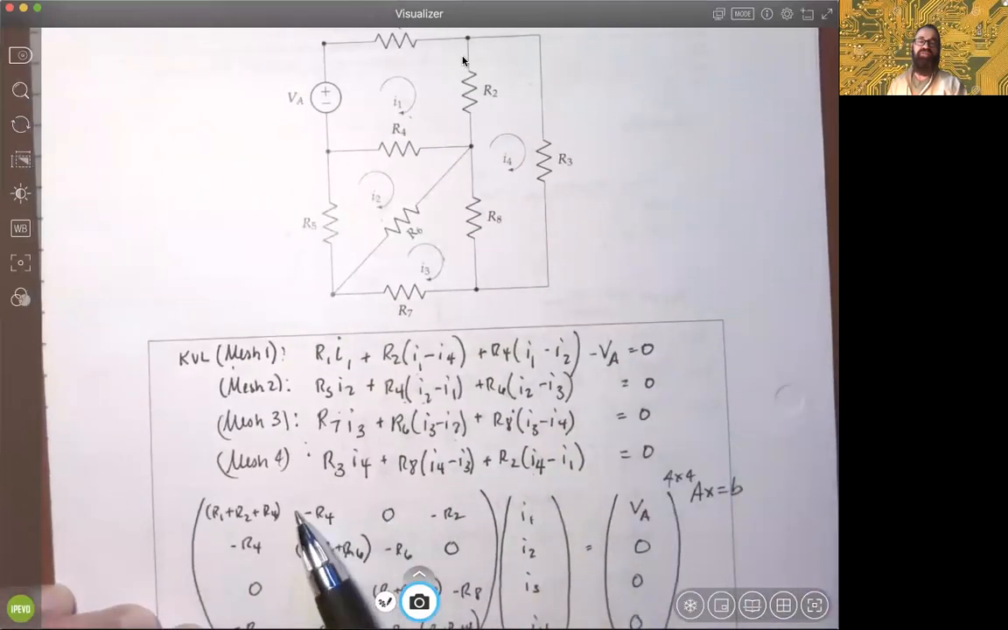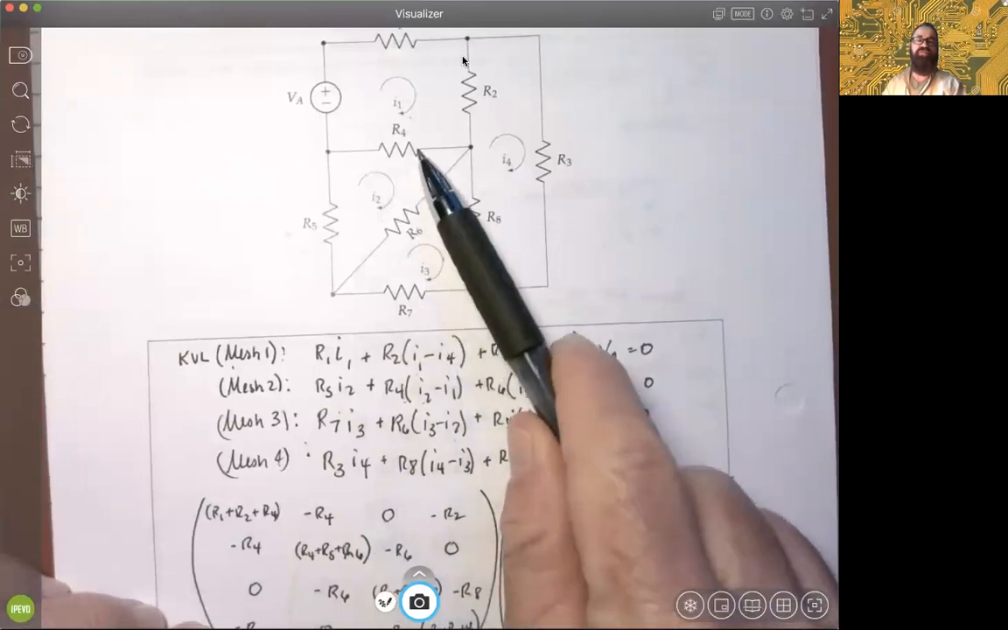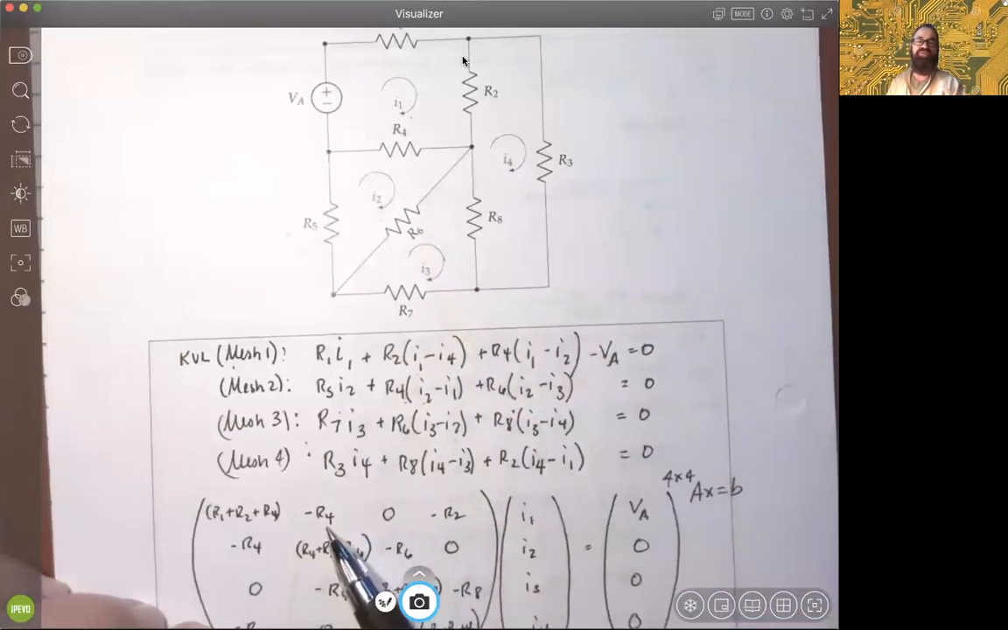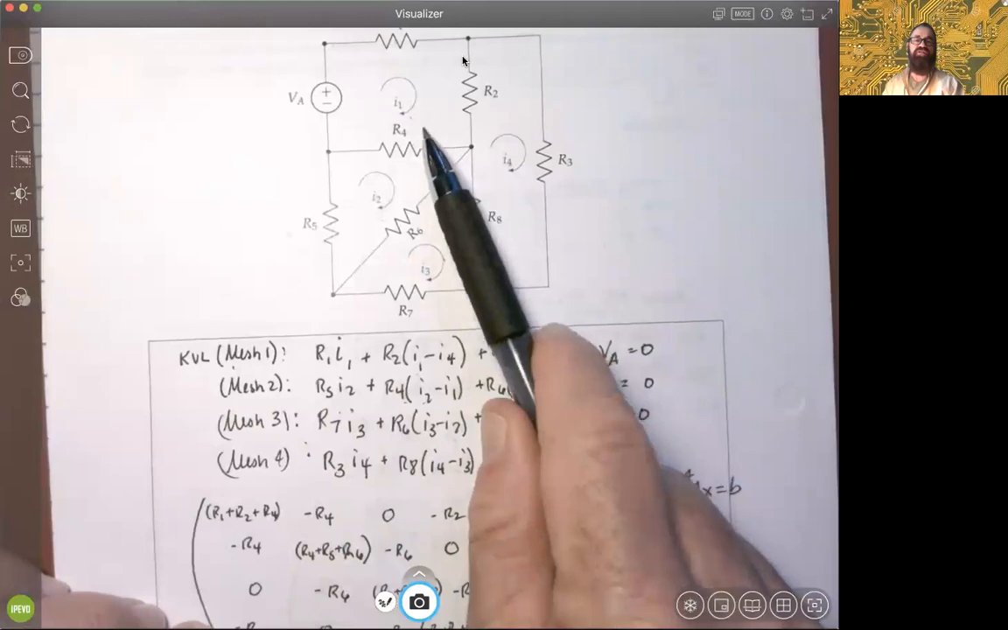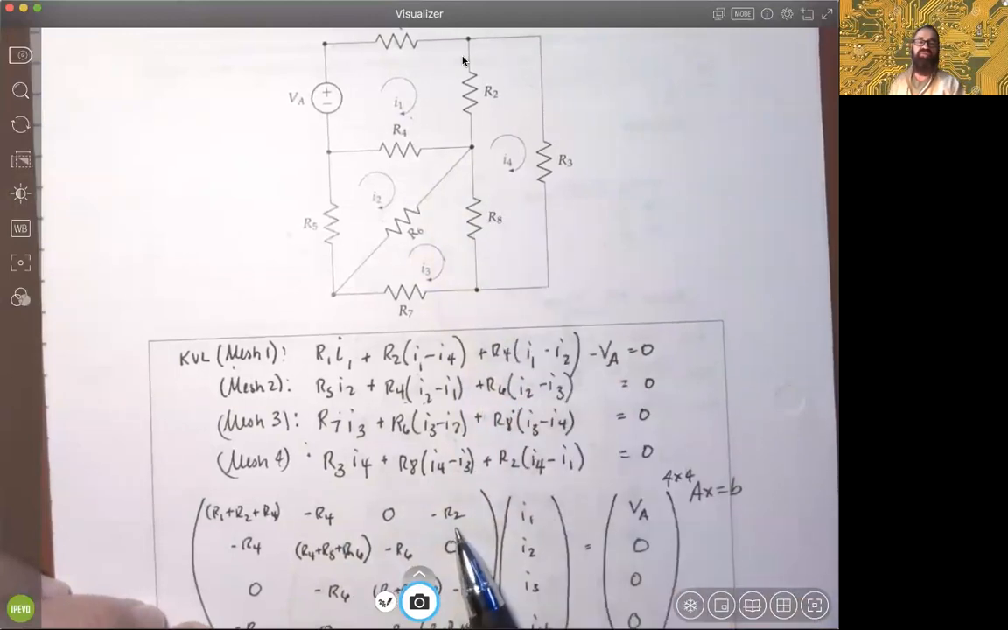Well, the first mesh is adjacent, in other words, it is sharing R4. Notice this entry is minus R4. And also it's sharing R2. Notice the minus R2. So it's kind of cool, isn't it?